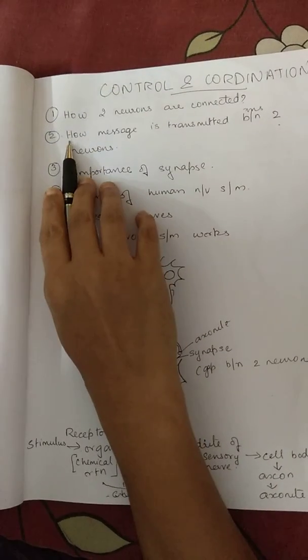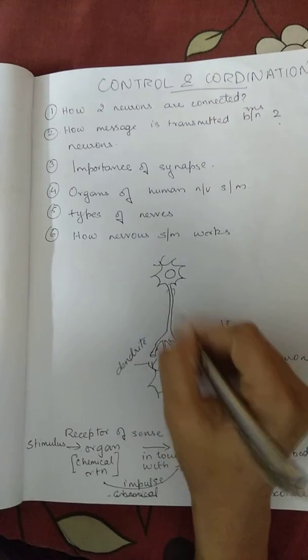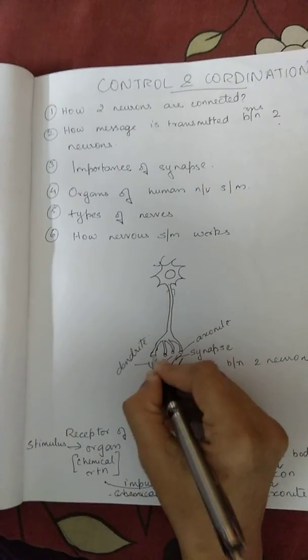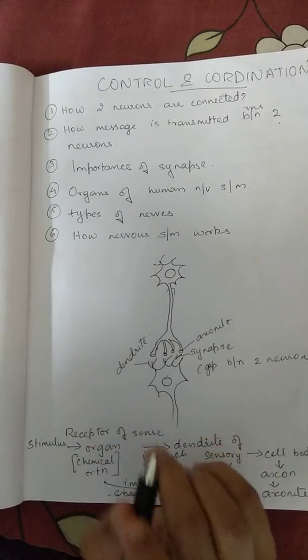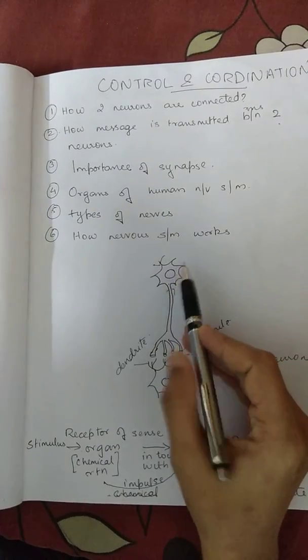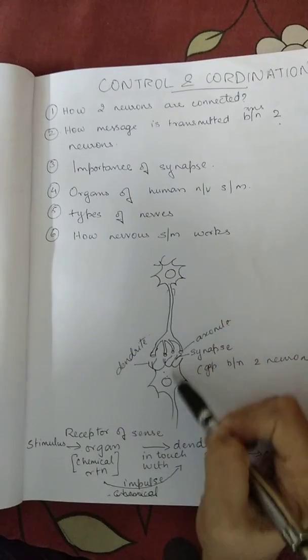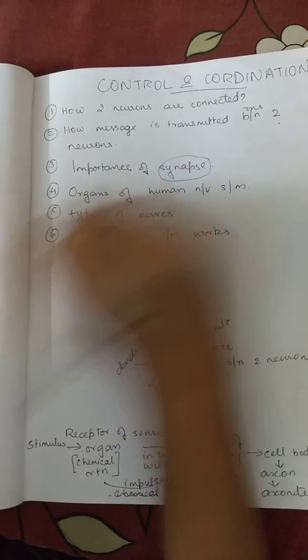Now today in this video we will be discussing how the neurons are connected to each other. Are they really connected physically? I mean, do they actually come in touch with each other? That is what we are going to discuss first, and then we will be discussing how the message is actually transmitted between two neurons, and we will be introducing a new term, which is synapse.